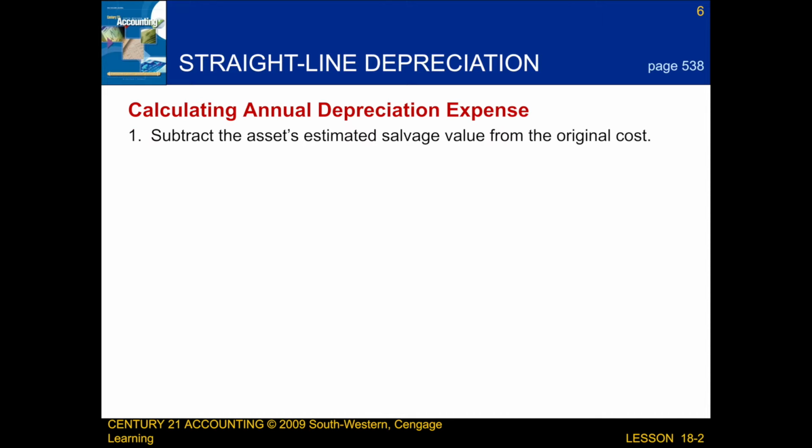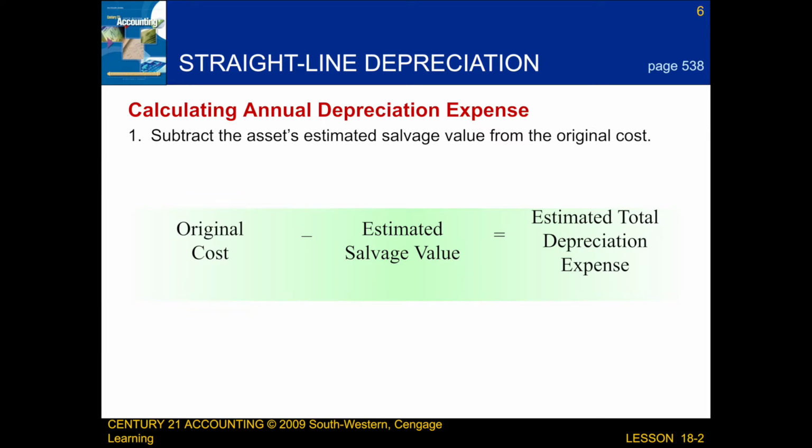Alright, so to start, we're going to be talking about straight line depreciation. So the way that we calculate annual depreciation expense is by following a couple of steps. The first step is to subtract the asset's estimated salvage value from the original cost. So if we take the original cost and we subtract it from the estimated salvage value, that will give us the estimated total depreciation expense.